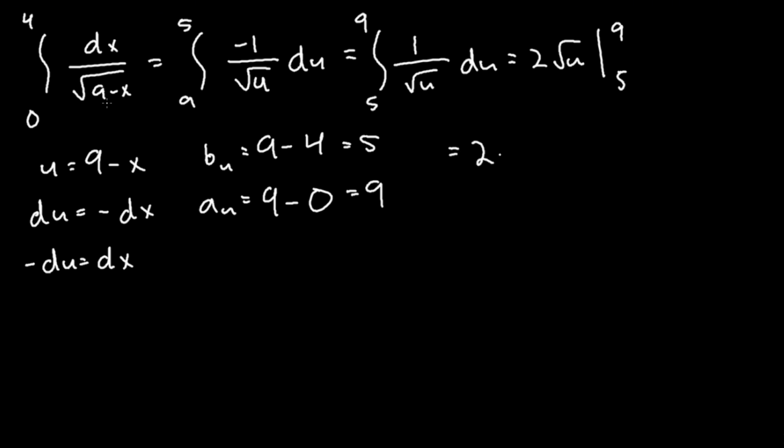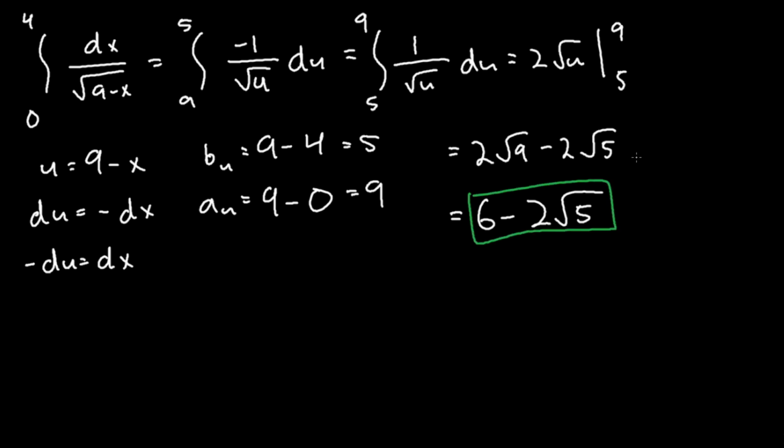So if we plug in our bounds, we get the square root of 9 minus 2 times the square root of 5, and this simplifies to 6 minus 2 times the square root of 5. So really, again, you can just solve this in terms of x, but in this problem we solved it in terms of u using the bounds that we got for u.